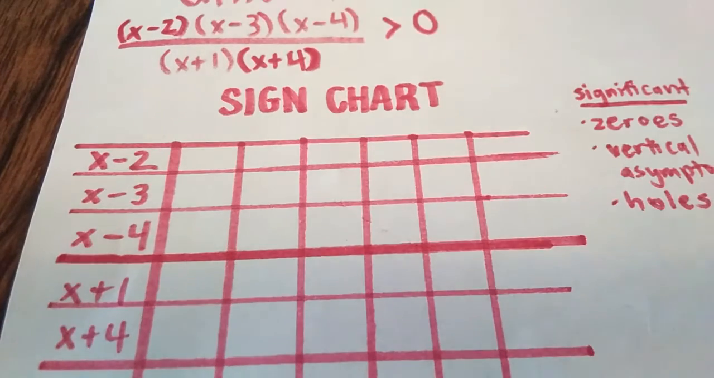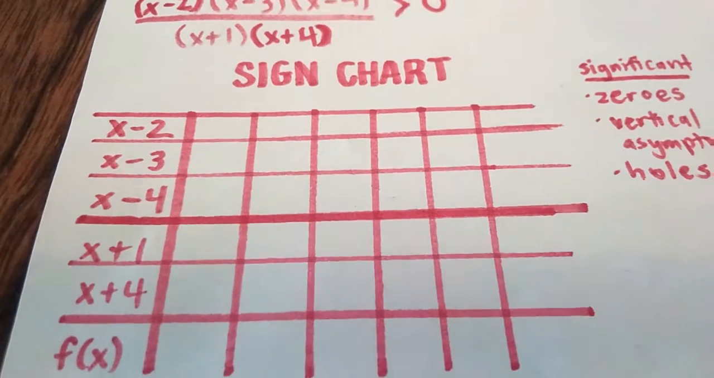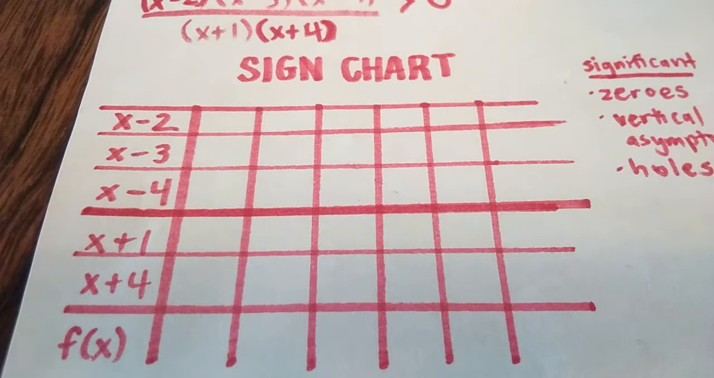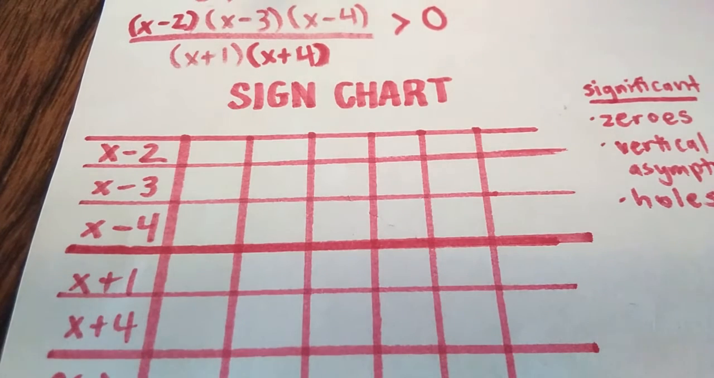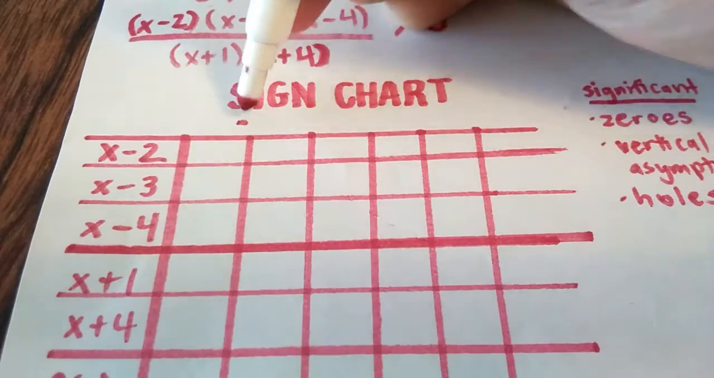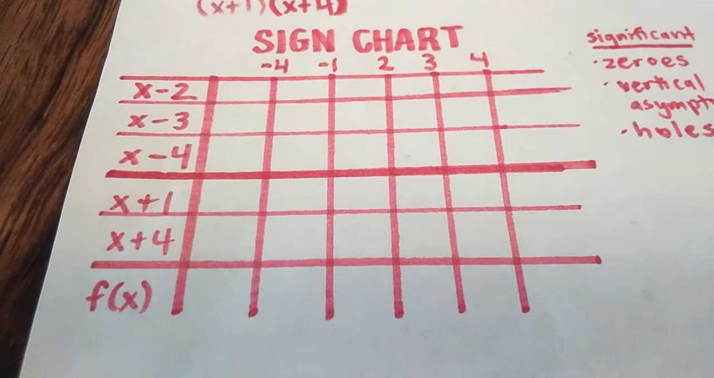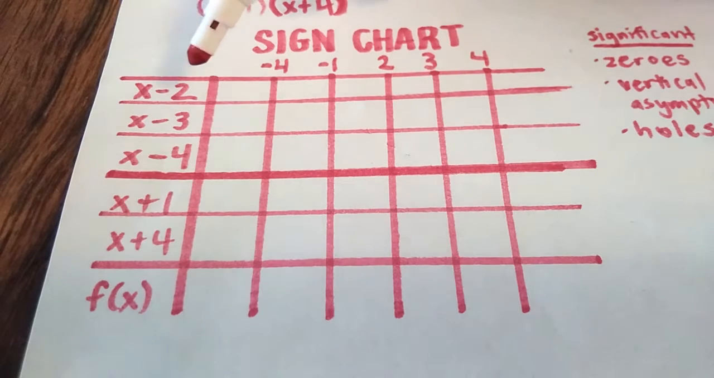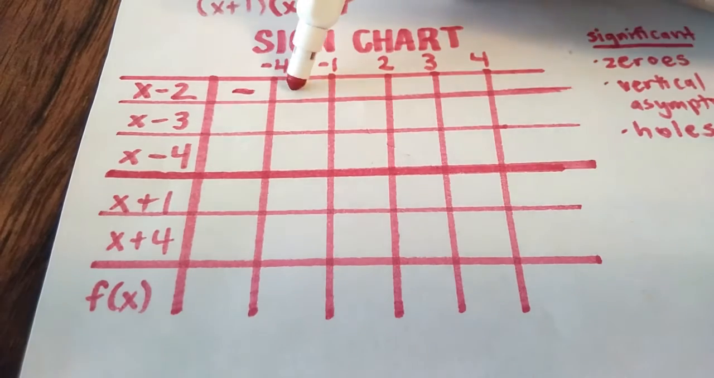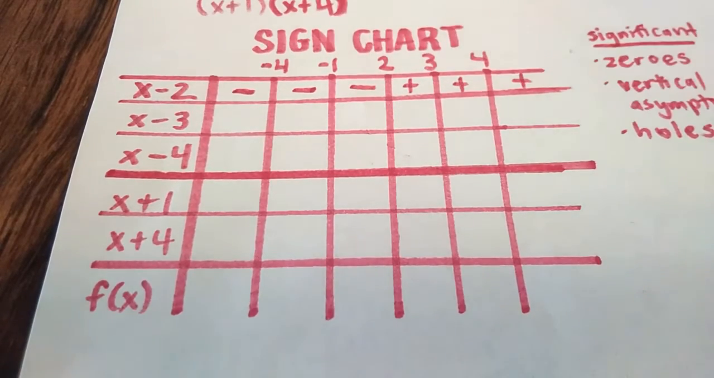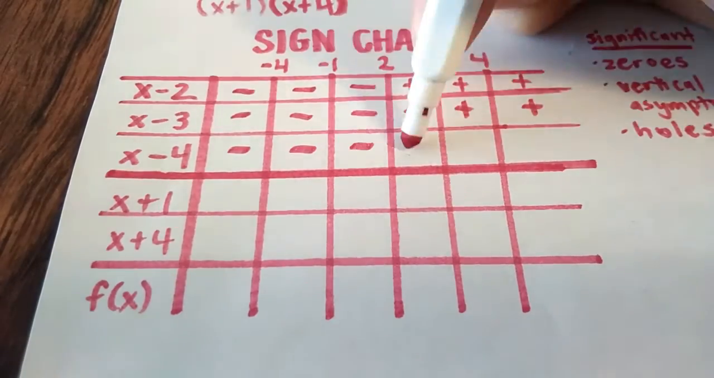On the top of the chart, we list out in order from least to greatest, the significant points. There are no holes, the vertical asymptotes are -4 and -1, and the zeros are 2, 3, and 4. Then we look at each factor on the left column and write down negative signs for the x intervals where it will be negative, and positive signs for the intervals where it will be positive. For example, x minus 2 will be negative for the x values lower than 2 and positive for x values greater than 2. Do this for all of the factors.